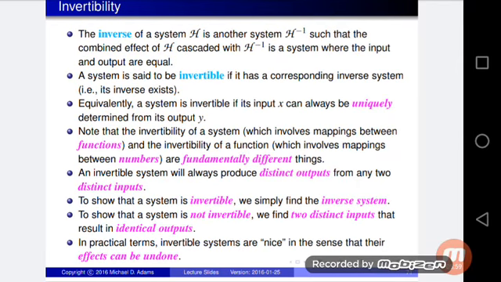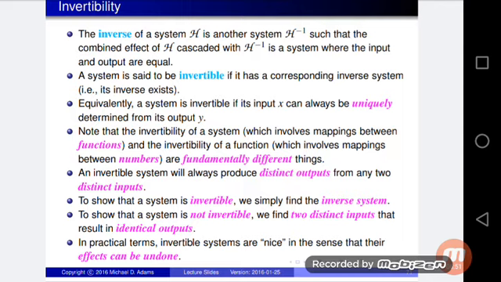Next one is invertibility. Invertibility means opposite, inverse. For example, a system H is a device and another system H inverse, and the combined effect of H cascaded with H inverse is a system where input and output are equal. Something with a power of minus one is equal to the inverse. This type of notation indicates inverse or invertibility.